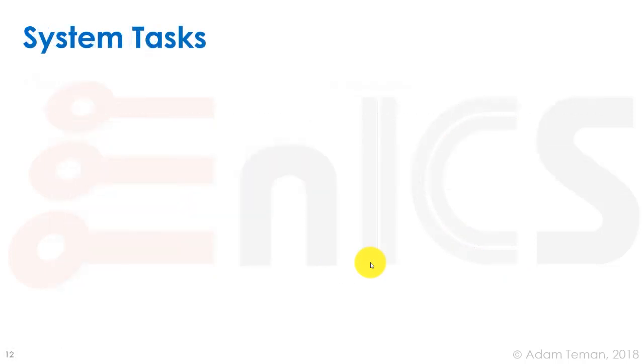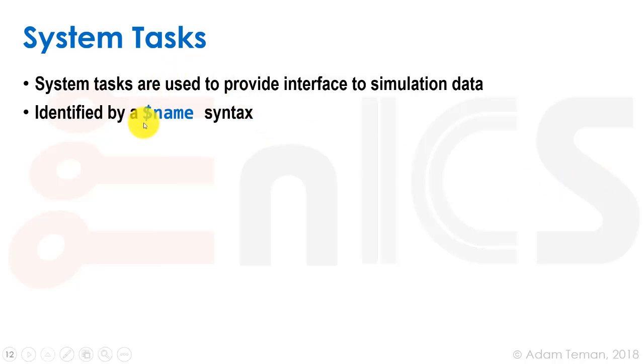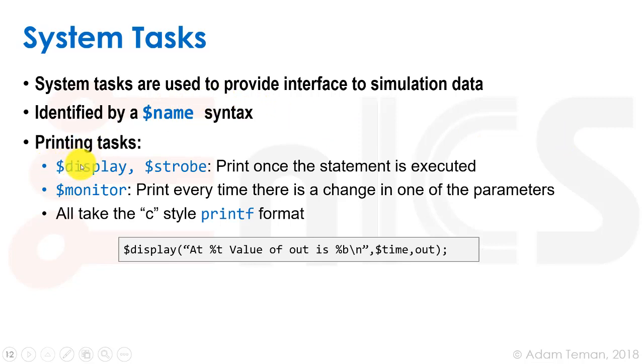Last thing maybe about this type of thing is a system task. There are lots of system tasks in Verilog. There are things that tell the simulator to do all kinds of things that can help us debug and help us do things in the simulation. System tasks start with a $ sign, and then whatever the name of the system task is. For example, we have $display or $strobe. They print something out to the log file once a statement is executed. We have $monitor. Every time there's a change in one of the parameters, it will print out whatever we wrote.